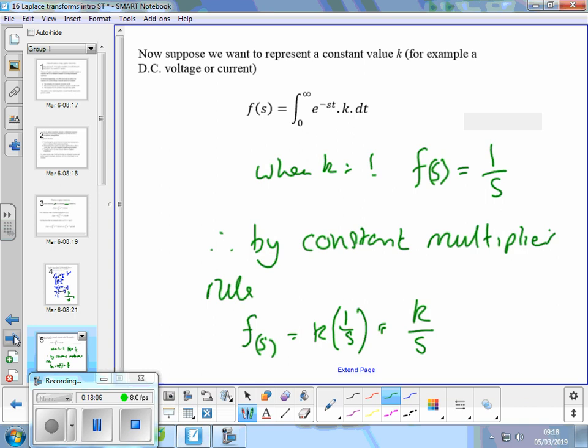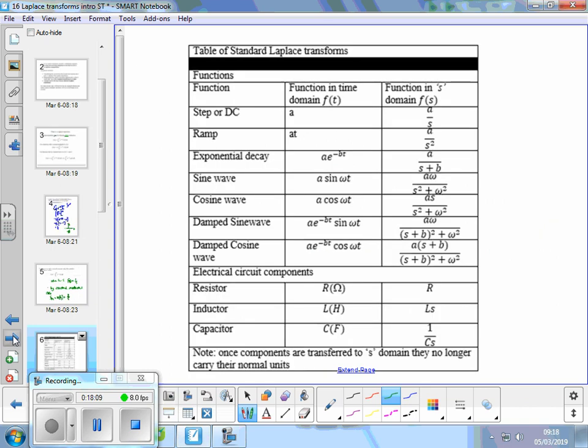If you go on to your next page, you'll see that a step, or DC, i.e. a function that is a constant a, turns into a function in the s domain of a over s. That table covers all the ones that we use, and actually one I probably won't use, which is the damped cosine one. Okay, but anyway, you'll be given nothing to do that isn't on that table, and that table will be on the back of the exam paper as per other formulae that you may need.